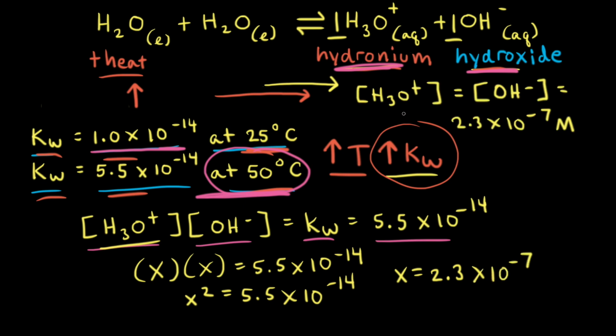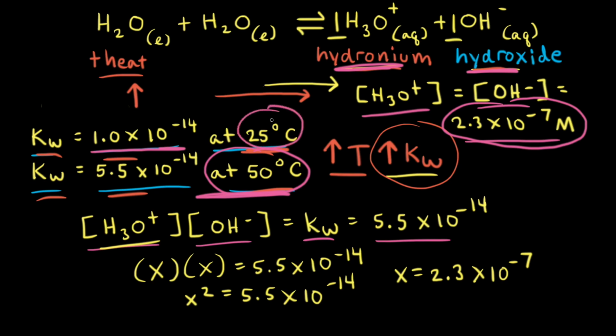So the concentration of hydronium ions is equal to the concentration of hydroxide ions, which is 2.3 times 10 to the negative 7th molar. Notice that this is a higher concentration than we got at 25 degrees Celsius, which makes sense because the value for Kw has increased. However, since the concentration of hydronium is still equal to the concentration of hydroxide ions, pure water is still neutral.